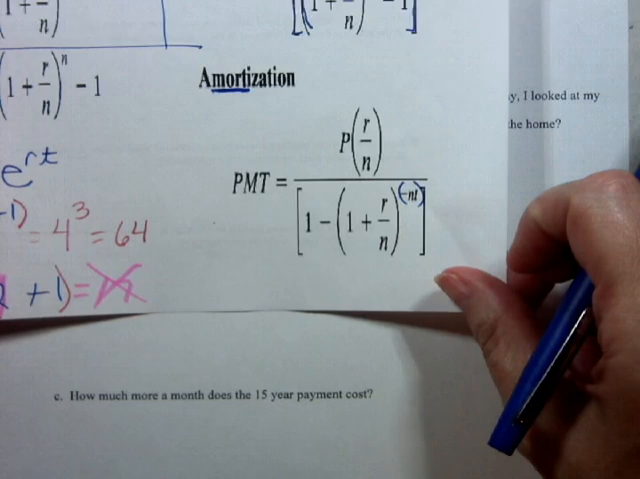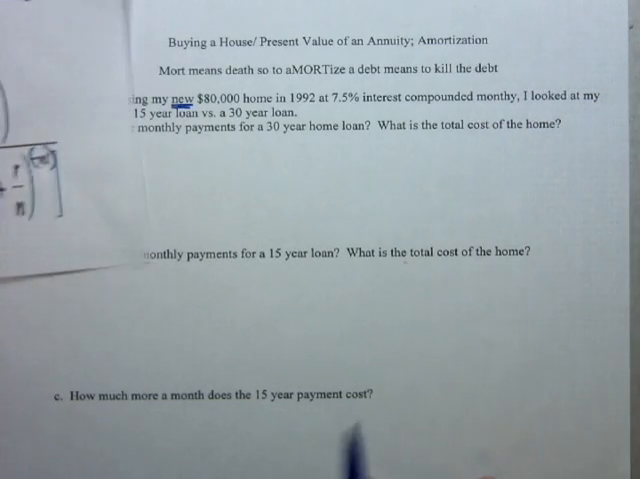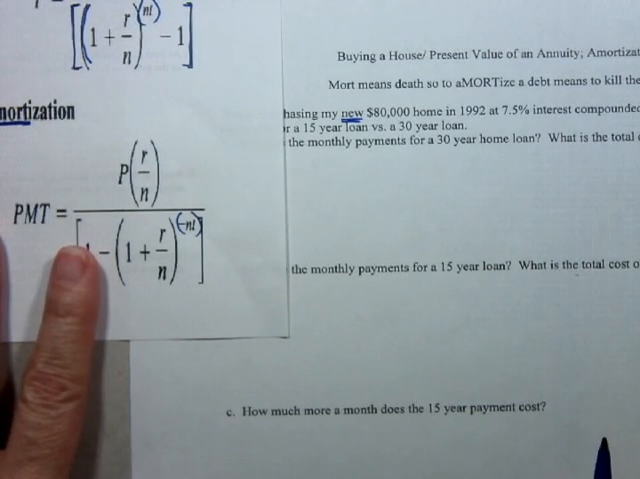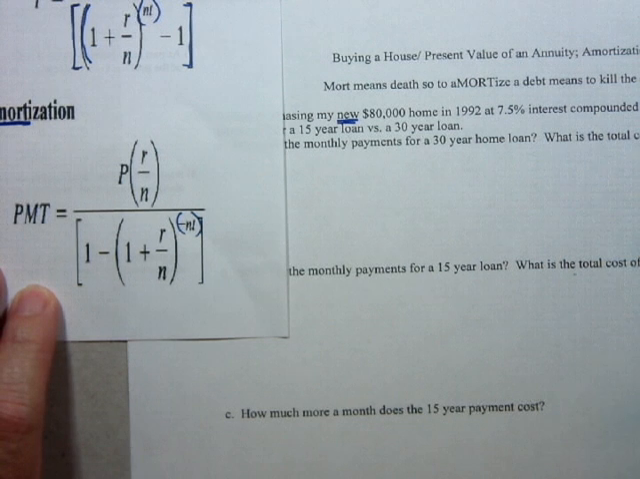This is paying off a debt. If I were buying a car, a house, I will be using this formula. And to keep me from having to write it, because I'm not wanting to take any more time than I have to, I'm going to put it right here. There's my amortization formula.